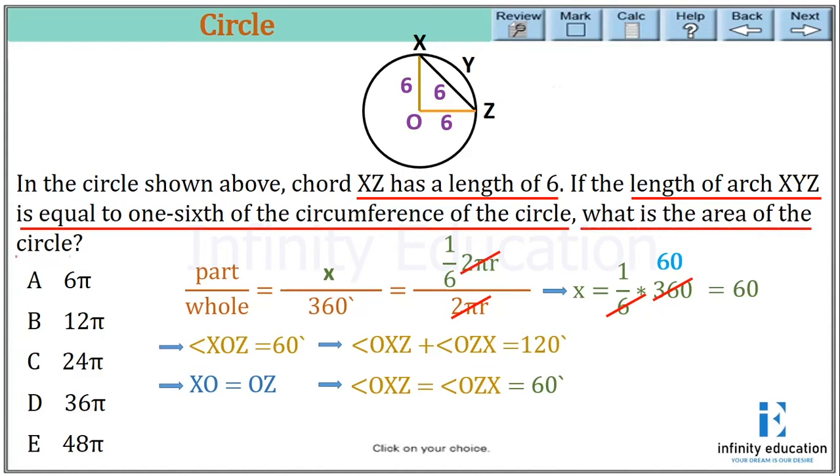Now the question is asking, what is the area of the circle? You can easily calculate that with the formula pi r square. So we get pi into r, which is 6, so pi into 6 square, that is 36 pi. So D is the answer to the question. I hope the question is clear to you. Now let's see one more example.